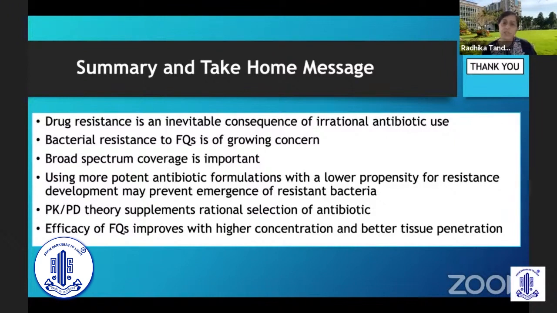So therefore, as I said, you take it for granted that bacterial resistance to fluoroquinolones is there and it's going to get worse. We have to have broad spectrum coverage and make sure we use the best agent most effectively, using the more potent antibiotic formulations with a lower propensity for development of resistance. We can look more at the pharmacokinetic and pharmacodynamic theory supplemented with topical antibiotics. If you have a corneal ulcer which is not responding, we even do an intrastromal injection. That's one example. And the efficacy of fluoroquinolones improves with higher concentration and better tissue availability. This is also for sure.